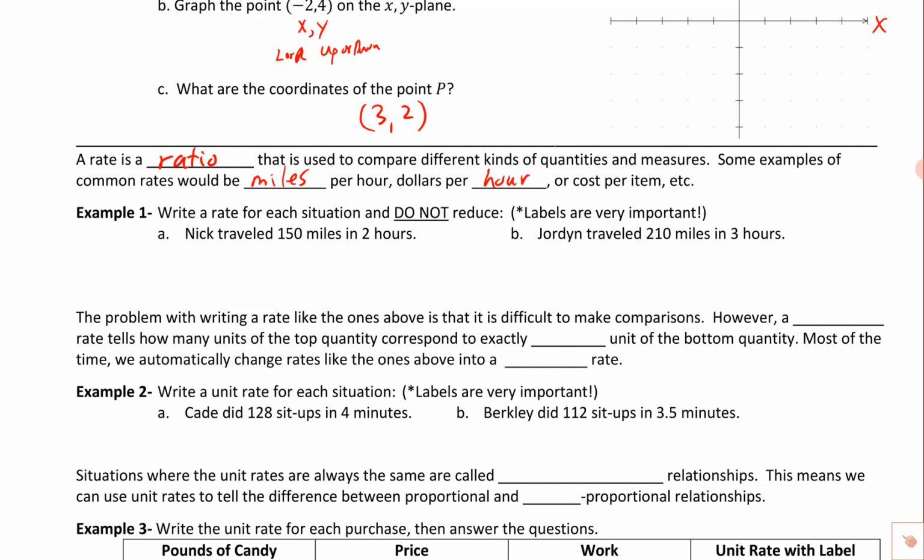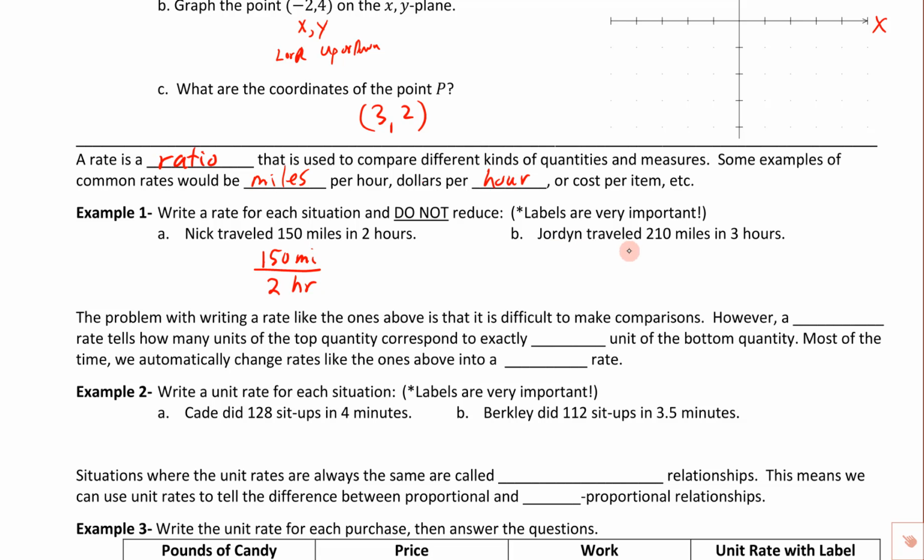So I'm going to give you an example, and on this one I'd like you to write a rate for each one, but do not reduce this, and I'm going to show you why we're not going to reduce it in just a second. And just a reminder, labels are really important when we're talking about rates because we are comparing two different things. We want to keep track of what we put on the bottom and what we put on the top. So Nick traveled 150 miles in 2 hours. So that means the rate would be 150 miles, and we're going to abbreviate that with MI, and 2 hours is going to be on the bottom. So we're comparing 150 miles to 2 hours, so there's our rate. Again, we're not going to reduce that.